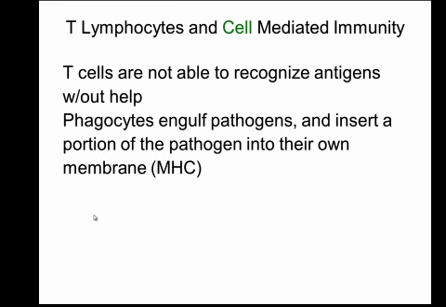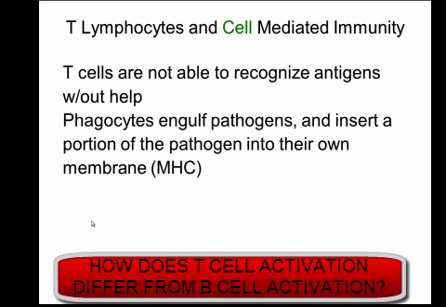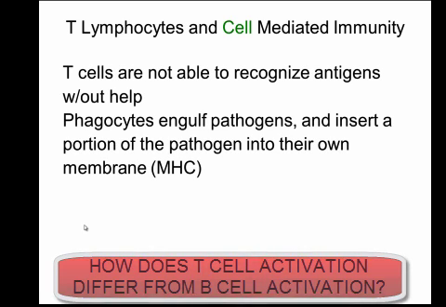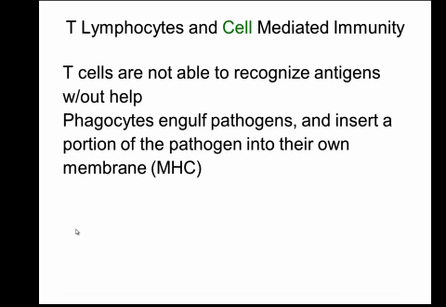T lymphocytes are involved in cell-mediated immunity. Now there's some difference between T cells and B cells. They both have specific receptors. However, T cells are not able to recognize antigens without help. So what happens is if a phagocyte, like a macrophage, engulfs some antigen, it will take a portion of that antigen and insert it into its own membrane, into the macrophage membrane, and then the macrophage will seek out a T lymphocyte and it will present the antigen.